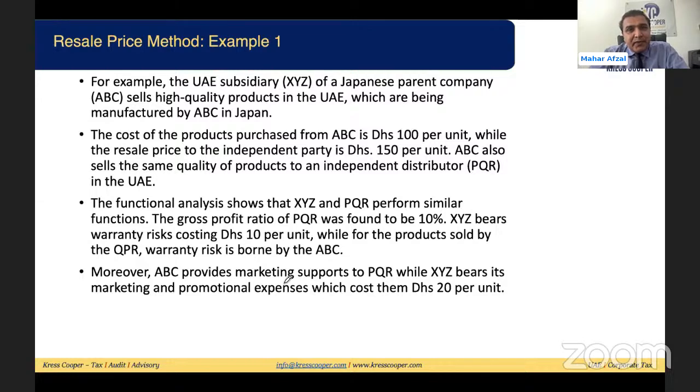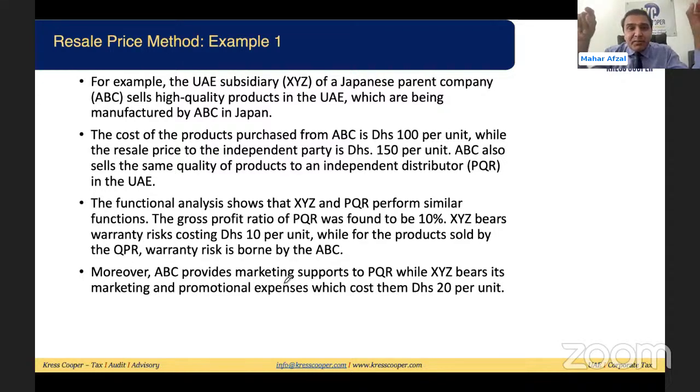ABC is in Japan. They have a subsidiary, XYZ, in the UAE. The cost of the products purchased from ABC is 100. We already discussed three factors: sales price, margin, cost. Out of this cost, we discussed two more costs: controlled cost and uncontrolled cost.